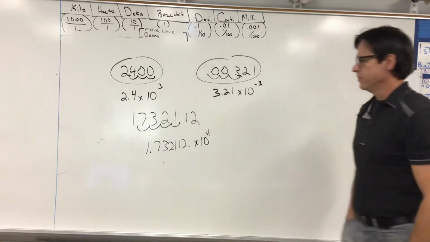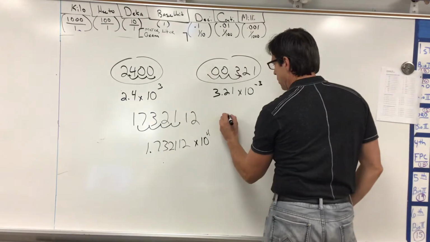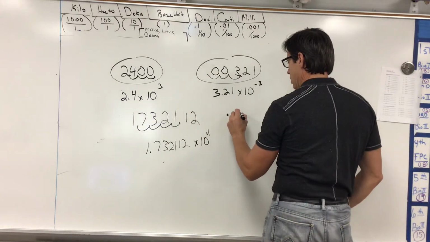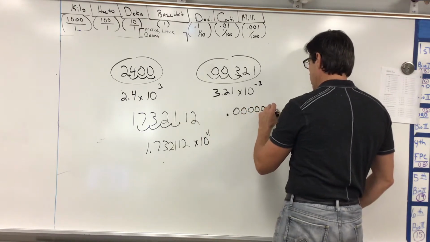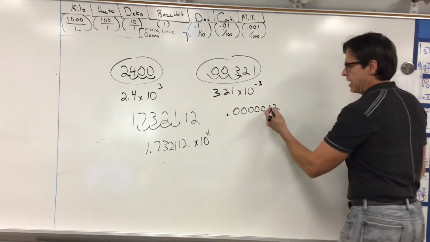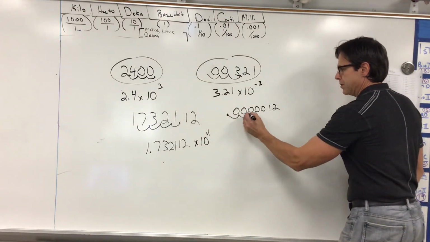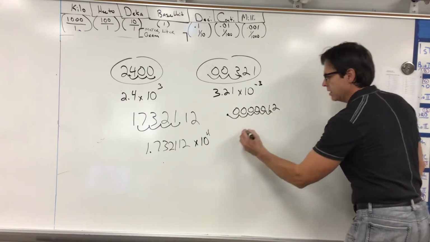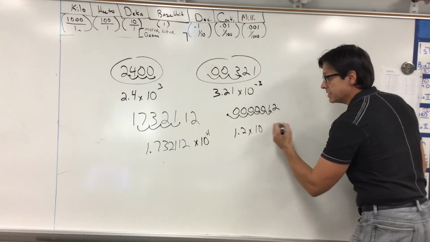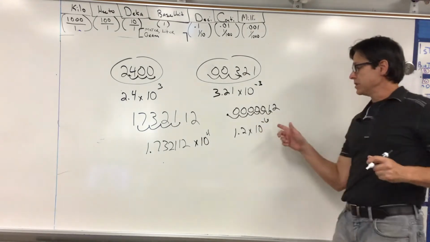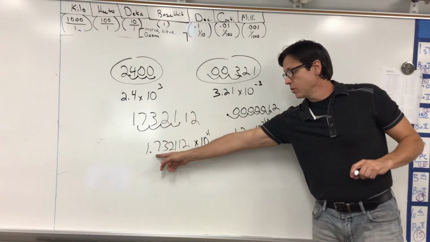If the value is less than 1, like it is in this one here, let's say it was 0.0000012. I need to move this decimal to the right until I get between the first two whole numbers. 1, 2, 3, 4, 5, 6. So that'd be 1.2 times 10 to the negative 6, since I moved it to the right. Remember, if I go to the right, it's going to be a negative exponent. If I go to the left, between the last two whole numbers, it's going to be a positive.